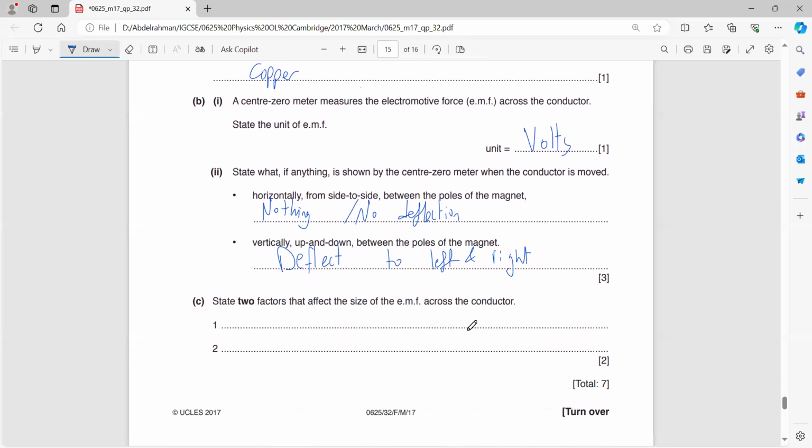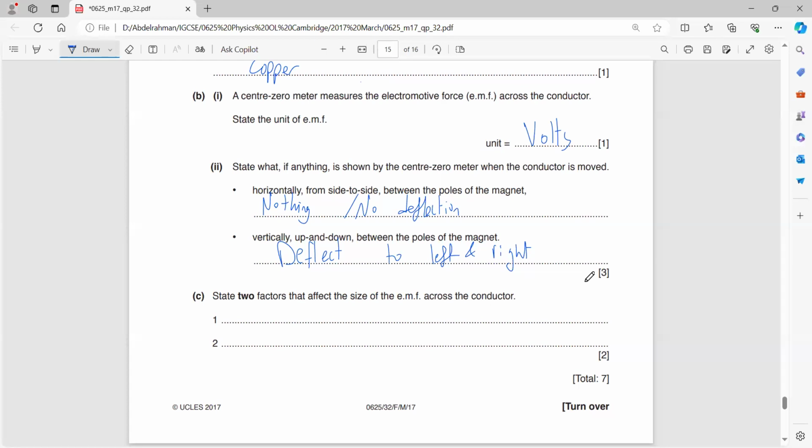State two factors that affect the size of the EMF. Any ideas? Current is wrong, resistance is wrong. If you say strength, on its own, it's wrong. Strength of the magnetic field. What else? The amount of coils, the number of turns in the wire.